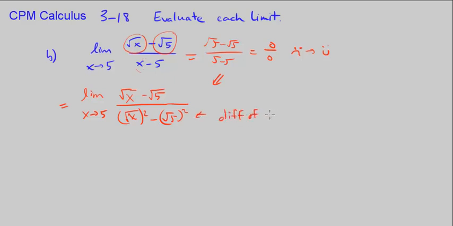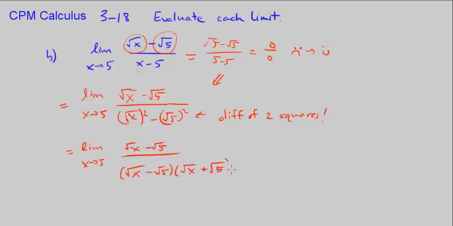Now, what do you notice about this in the denominator? It's the difference of two squares, and we can factor that now. We still have square root of x minus square root of 5 in the numerator. The difference of two squares allows us to separate that as square root of x minus square root of 5 times square root of x plus square root of 5, right? And now we can see that this in the denominator is going to cancel out with this in the numerator. So we're left with the limit as x approaches 5 of 1 over square root of x plus square root of 5, right?